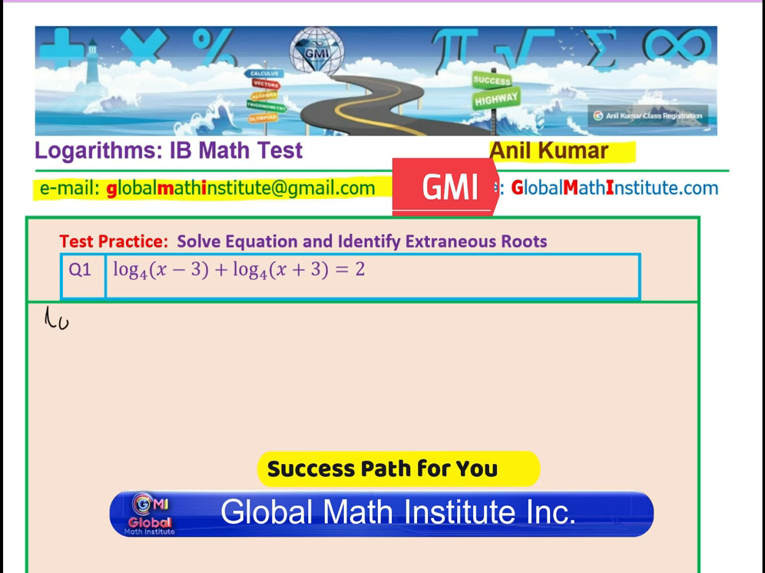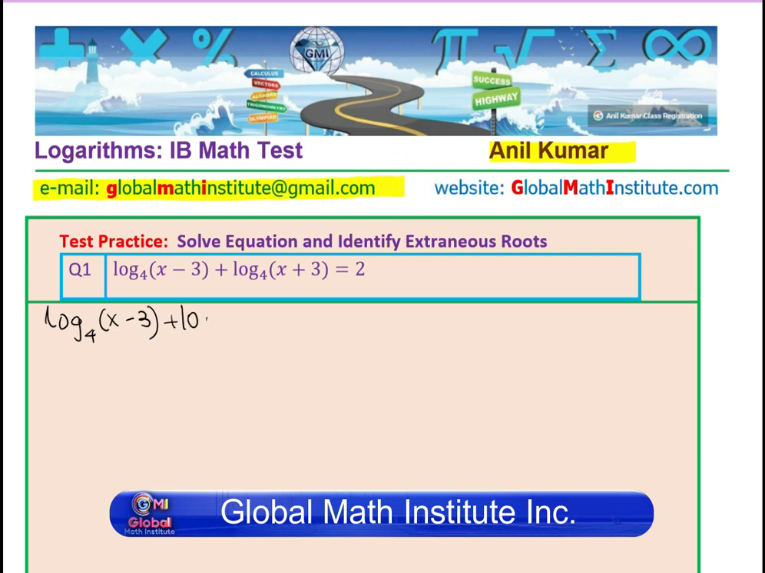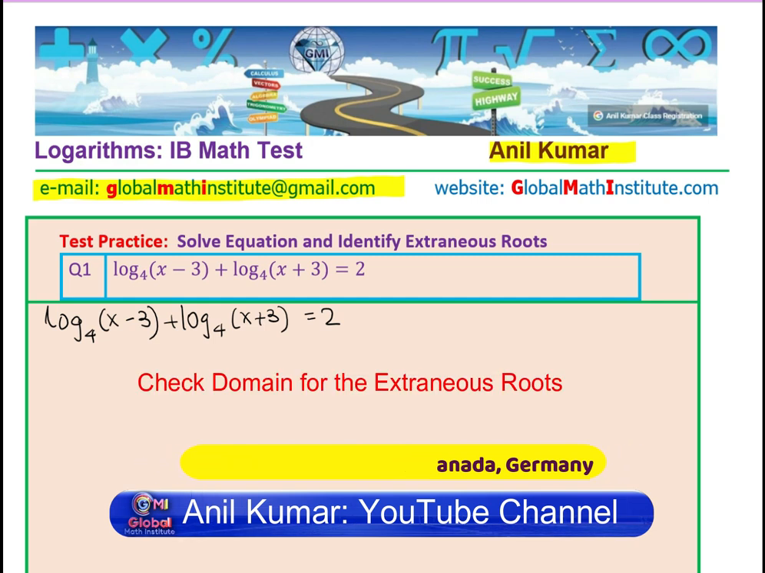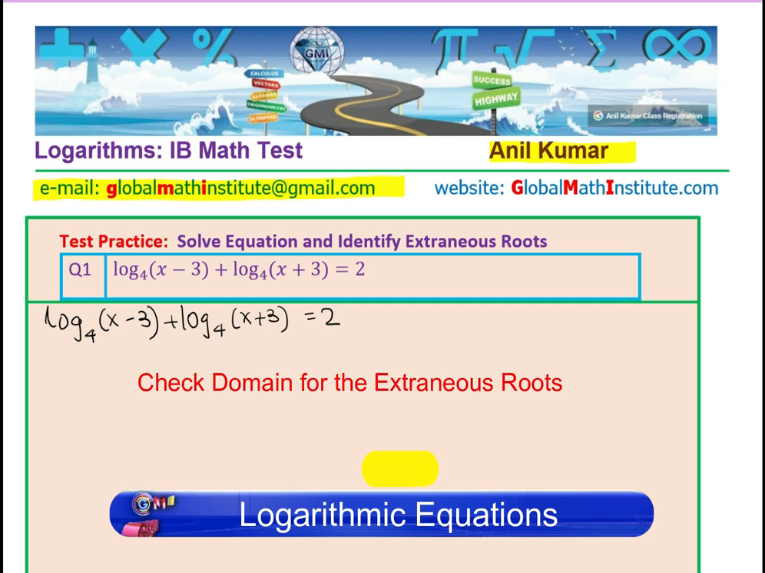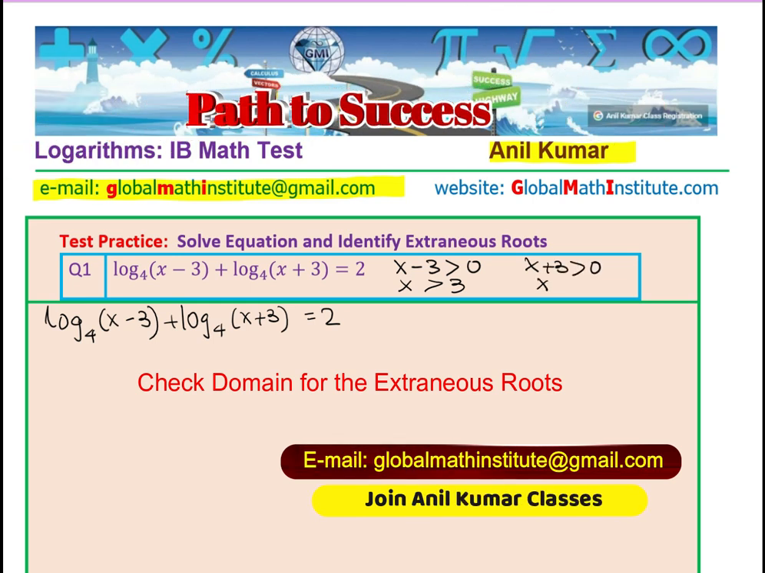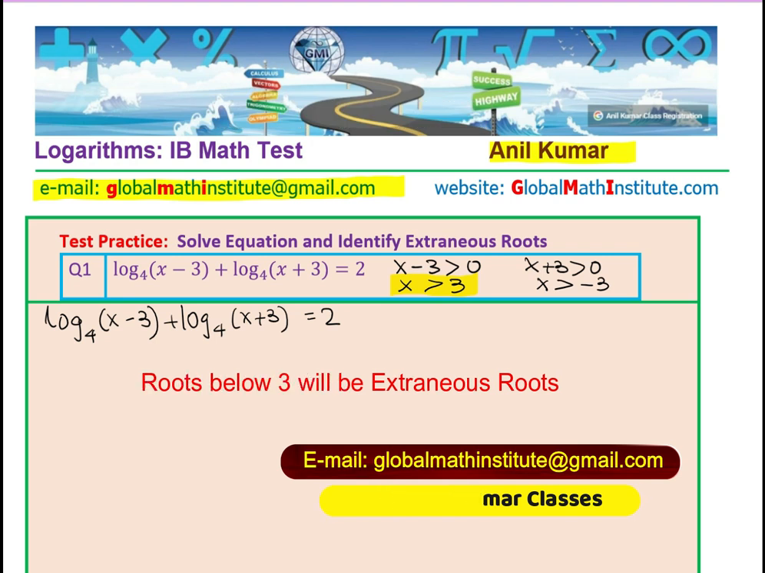So the question here is to solve the equation log to the base 4 of x minus 3 plus log to the base 4 of x plus 3 equals 2. Now, as you know about logarithmic characteristics, the argument x minus 3 or x plus 3 should always be greater than 0, right? So, if I put x minus 3 greater than 0, I get x is greater than 3, correct? So, that becomes the restriction. From x plus 3 greater than 0, you get x is greater than minus 3. However, what prevails is that x should be greater than 3. So that becomes a restriction on this particular equation.